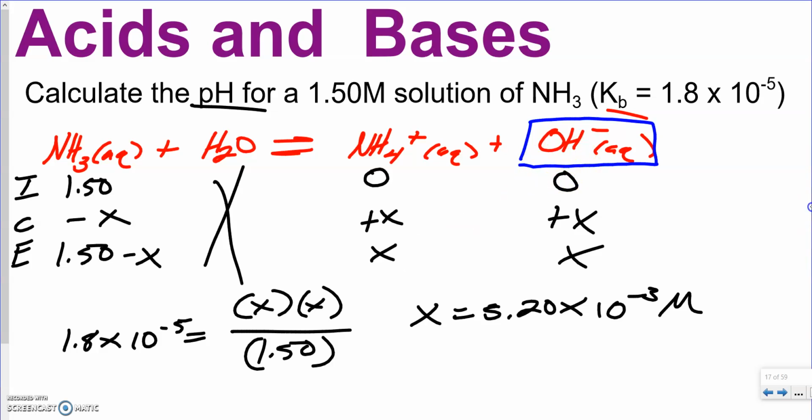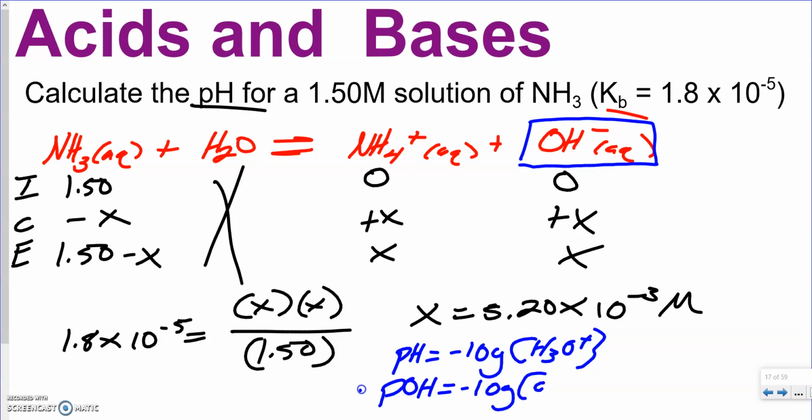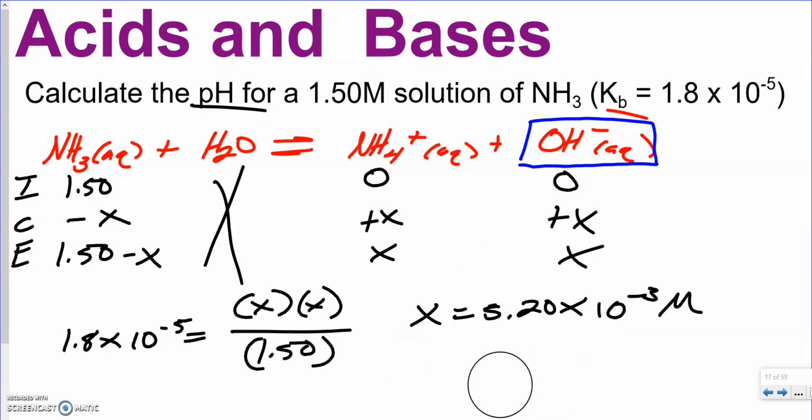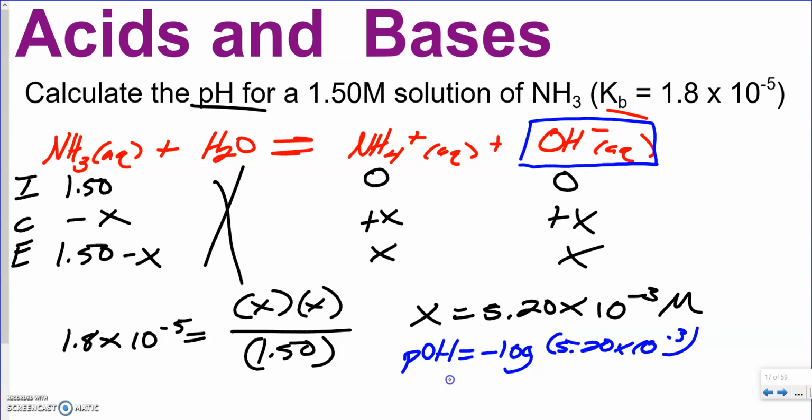And again, how do we know we're calculating pOH versus pH? pH equals the negative log of the hydronium ion concentration, versus pOH equals the negative log of the hydroxide ion concentration. So because we have hydroxide, we're going to be calculating pOH. When we take the negative log of this value, pOH equals the negative log of 5.20 times 10 to the negative third. Again, I'm expecting it to be a little bit below 3, so around 2-ish, or between 2 and 3, I should say.